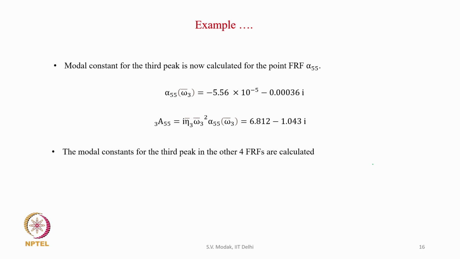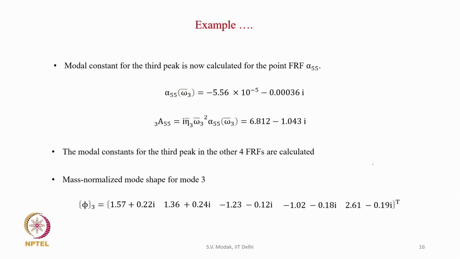Then we extend this procedure of finding the modal constant to the third peak in the other FRFs. We need to repeat this procedure for the remaining 4 FRFs. Once that has been done, we can determine the mass normalized mode shape as we discussed previously. The mode shape turns out to be this column vector with 5 elements, because we measured 5 FRFs corresponding to the translational DOFs at 5 test points on the cantilever structure. So we get the third mode shape consisting of 5 elements.